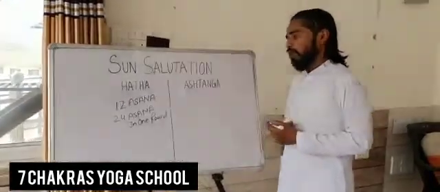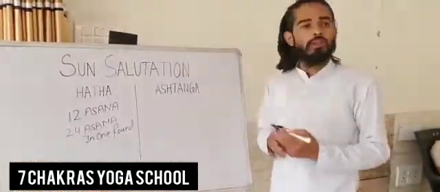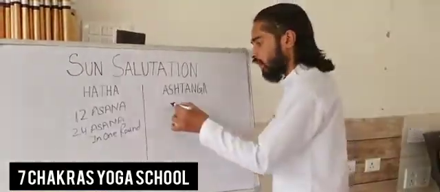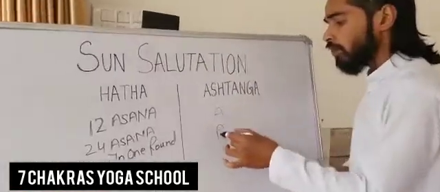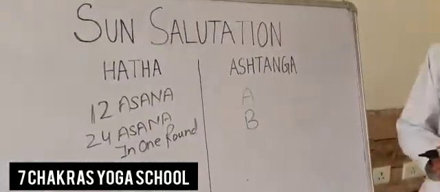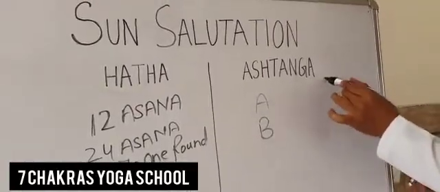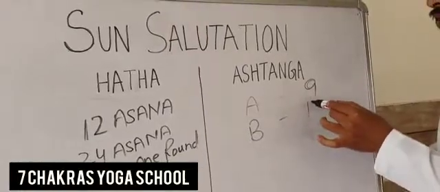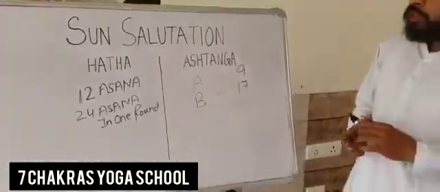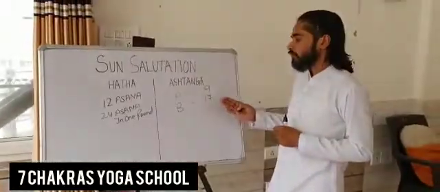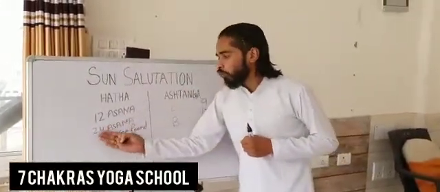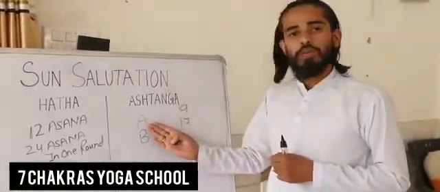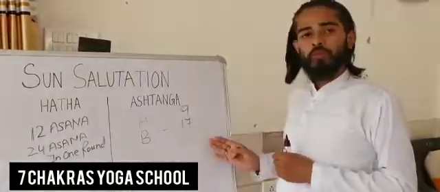Number of asana in Ashtanga Sun Salutation. First you have to understand, in Ashtanga Sun Salutation we have two types: Ashtanga Sun Salutation A and Ashtanga Sun Salutation B. If I talk about the number of asana, in A we have 9 asana and in B we have 17 asana. So see, there is a big difference, even in the number of asana. So in Hatha Sun Salutation we have 24 asana in one round. In Ashtanga Sun Salutation, in A we have 9 and in B we have 17.